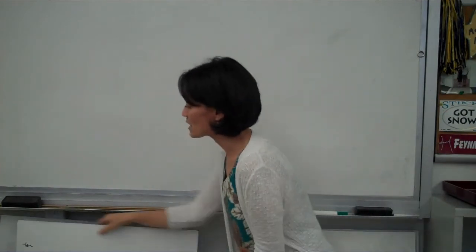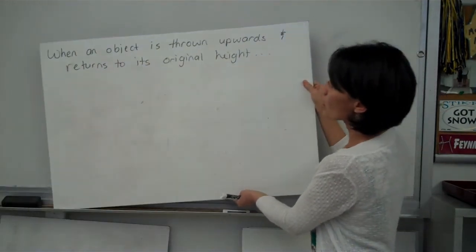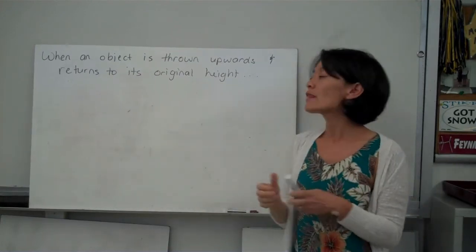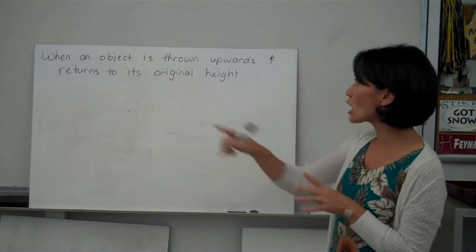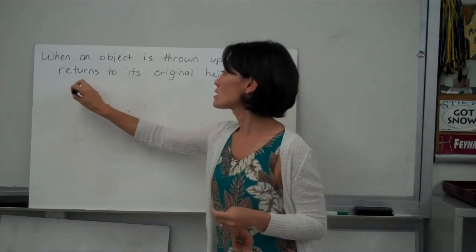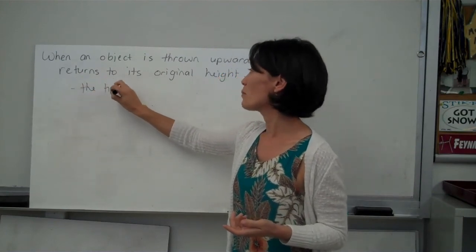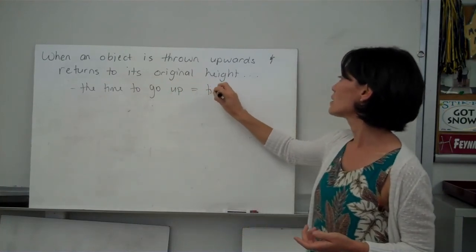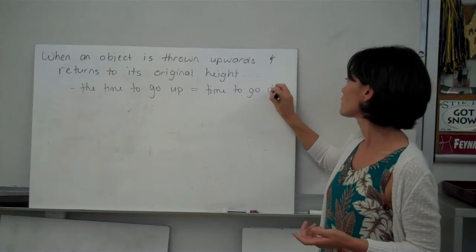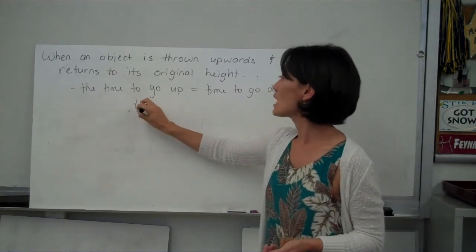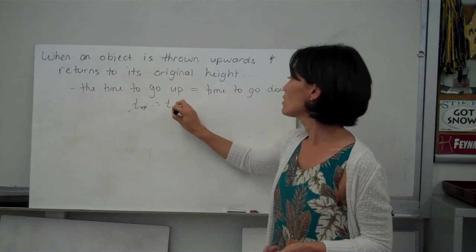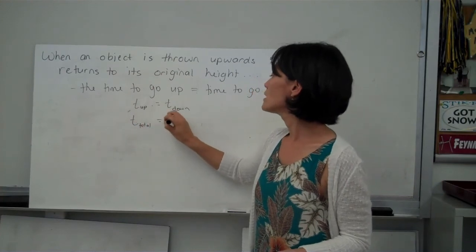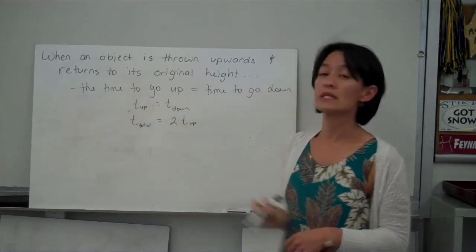So let's make a statement that says when an object is thrown upwards and returns to its original height, there's going to be a few truths that we are going to know. Okay? So when an object is thrown upwards and returns to its original height, something that we know is the time to go up equals the time to go down. So we could write that as t up is equal to t down. Another way we could write that is that the t total is equal to 2 times the t up.